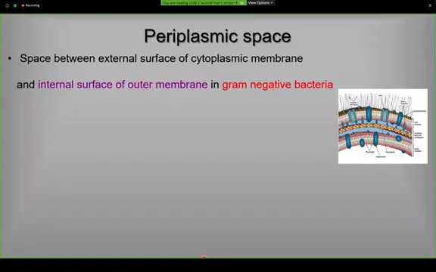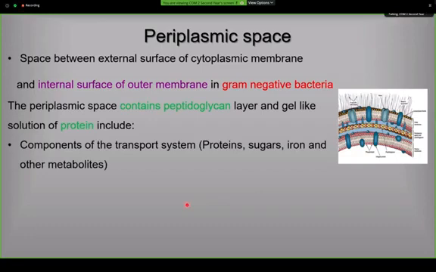Because the cell wall in gram-positive, they don't have the outer membrane. So they have the cytoplasmic membrane and the cell wall. The area between the cytoplasmic membrane and the cell wall in gram-positive is a little tiny. This is the periplasmic space in gram-positive. In gram-negative, it's from the external to the cytoplasmic membrane and the internal of the outer membrane. Clear?